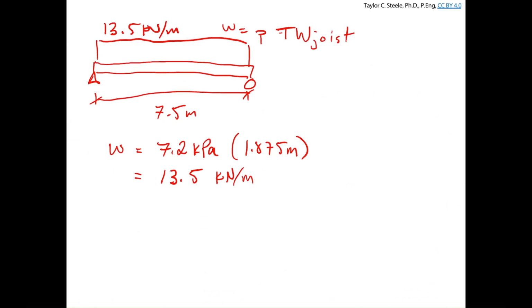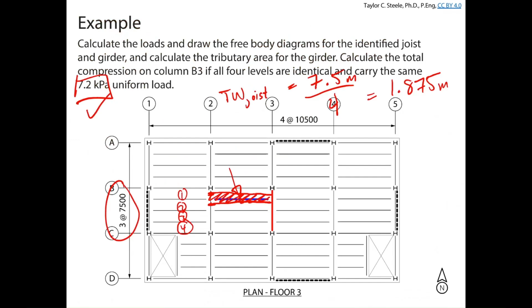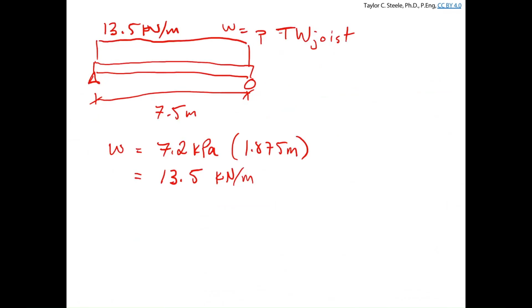Question? Could you explain how you got 7.5 meters for the length of the joist? Yeah, you're right. That shouldn't be that one. I skipped a step here. The joist is actually supposed to be 10.5 meters. So thank you for bringing that up. It's easy to look at the numbers. I looked at 7,500 to calculate the tributary width for the joist, and so that was incorrect. That should actually be the 10.5 meters for the other direction. 10.5 meters.